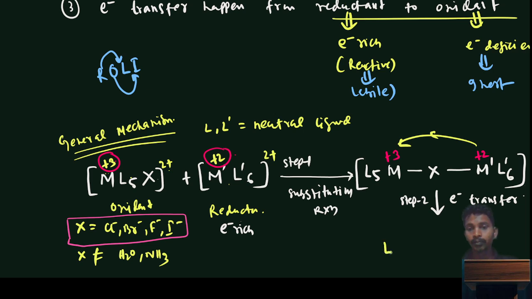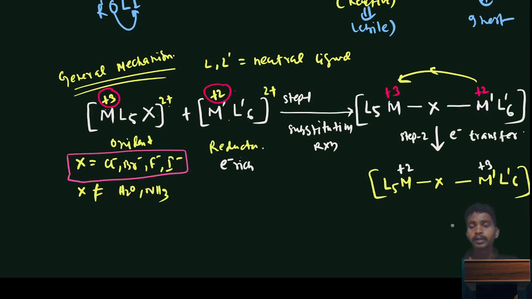So here electron transfer will happen. So this will become L5 M X M' L'6. So electron transfer happened from here to here. So this gets the plus 3 charge. Sorry, this gets the plus 2 charge, and this gets the plus 3 charge. Okay, after electron transfer.